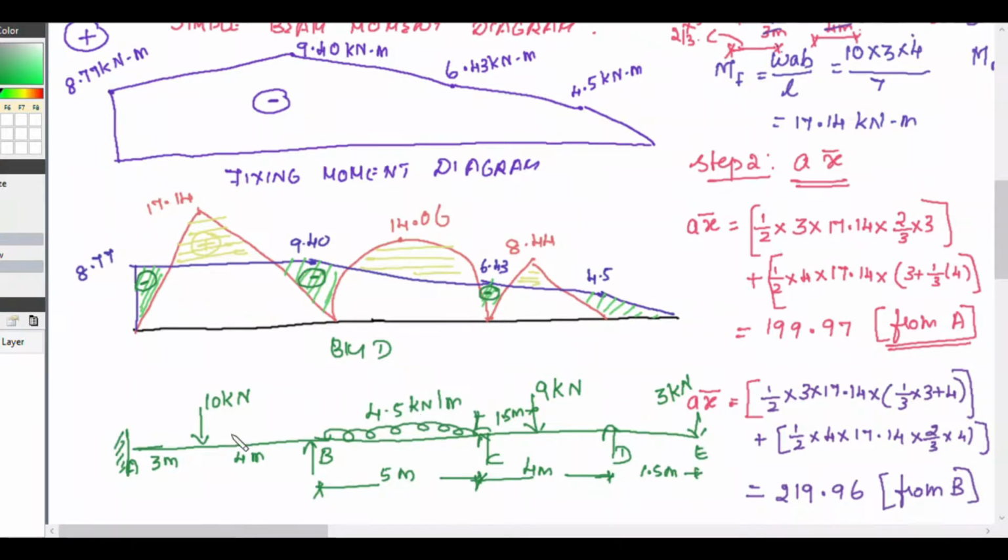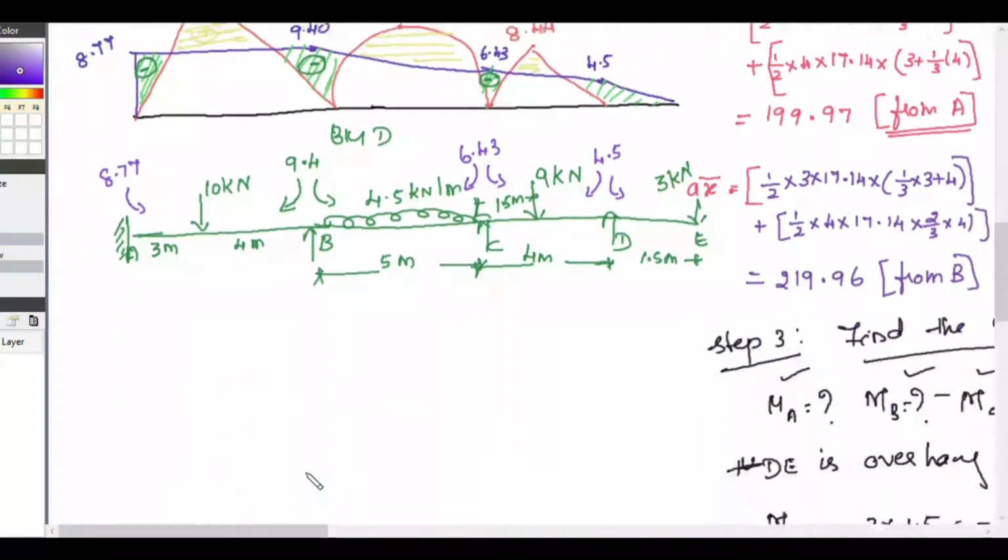Now our moments are: this is 9.4. Here we have a moment of 6.43. Here there is a moment of 4.5. Here we have a moment of 8.77.